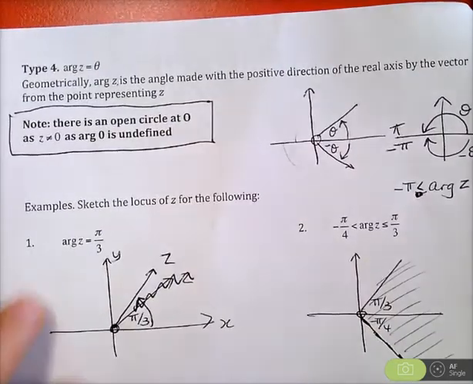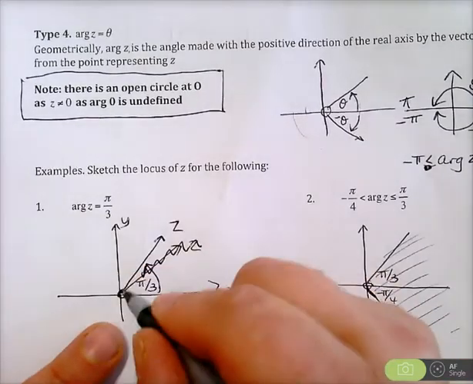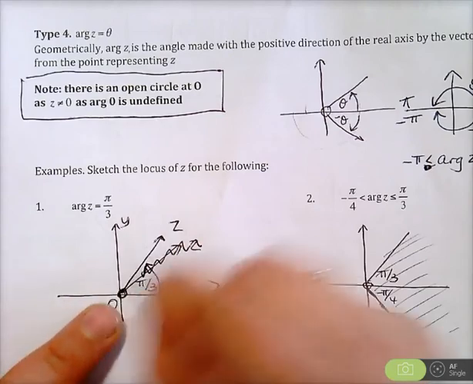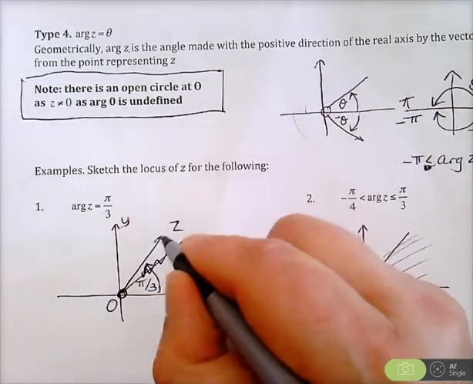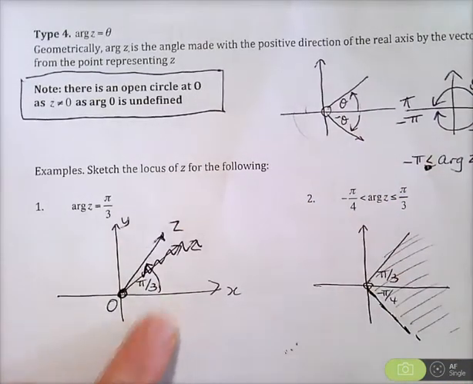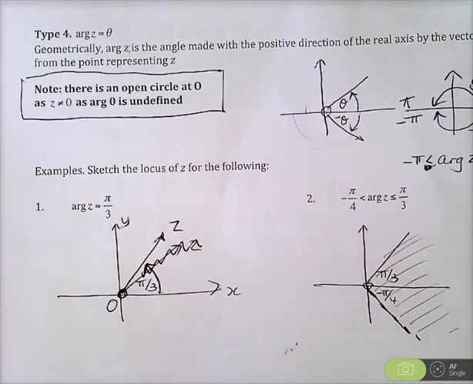Okay? So if you want to sketch arg z equals pi on 3, you're just doing the ray from the origin to, I'll just put it to whatever point. You can call it point A, but I'll just call it z. And you've got pi on 3, an anti-clockwise angle of pi on 3.